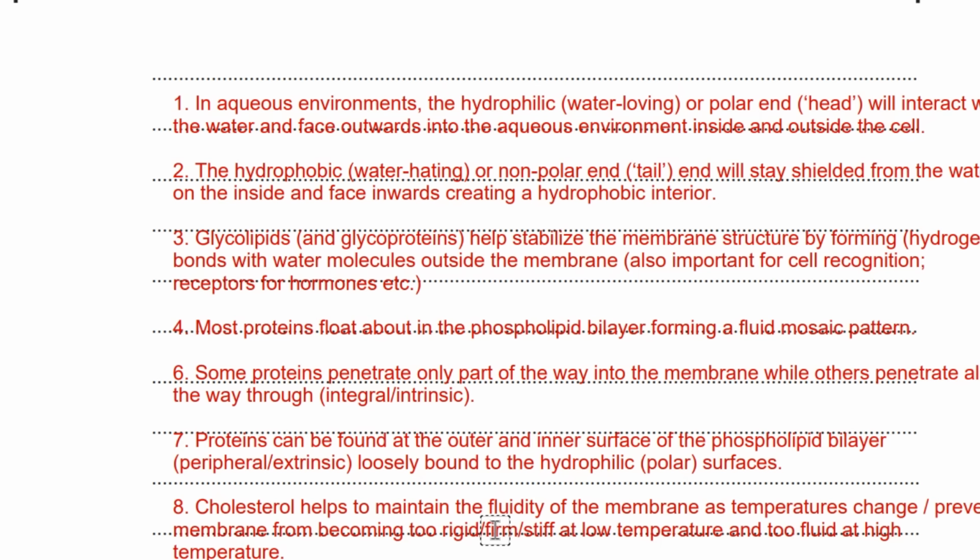Cholesterol helps to maintain the fluidity of the membrane as temperatures change. It prevents the membrane from becoming too rigid, firm, or stiff. Of course, if it becomes too firm or stiff, that's going to slow down your simple diffusion, your gaseous exchange, and things like that. And that's bad, right? It also will hinder the movement of the proteins in the membrane. Remember, I said the proteins are like icebergs floating in a phospholipid ocean. So for any 6 of these, once you put a basic description of what you see, that's what it is.